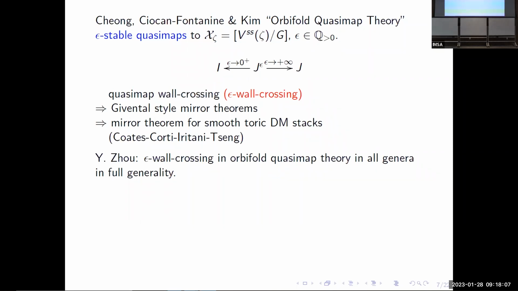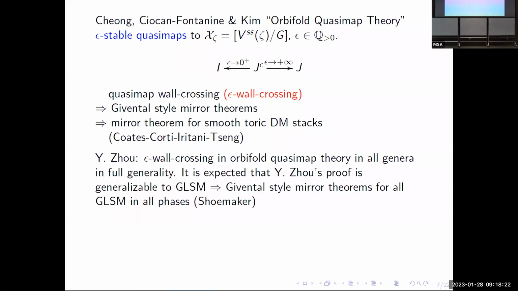Now the epsilon wall crossing for orbifold quasimap theory in all genera, in full generality, has been proved by Yang Zhou, at the level of virtual cycles. Now that the general GLSM theory has been defined, it is expected that his proof generalizes to GLSM. This would then imply Givental-style mirror theorems for all GLSM in all phases. I think Jun can prove it if he wants to, and I also think Mark Shoemaker might be working on it. In any case, there is more than one mathematician working on this.